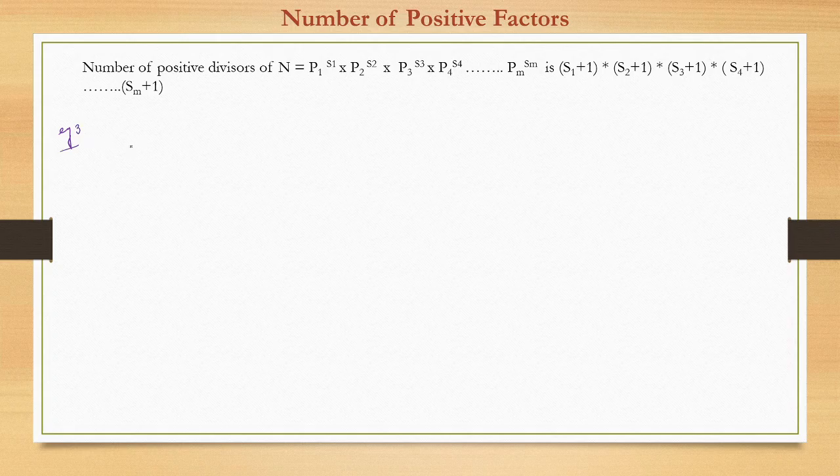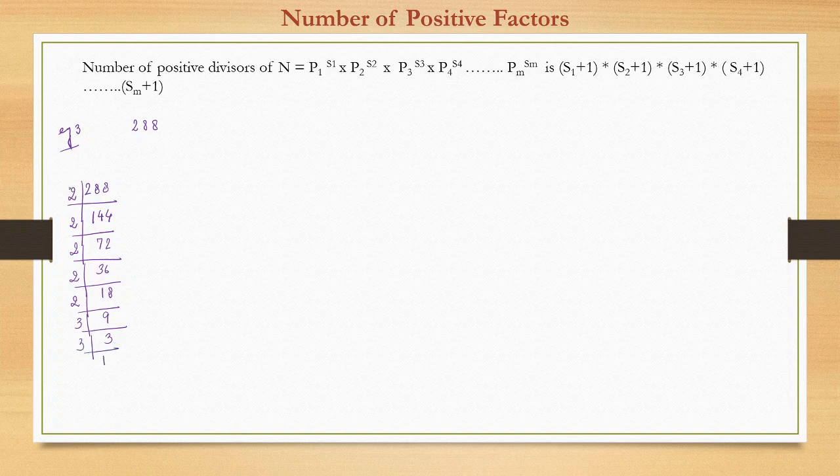So now another example, let's take 288. We'll first prime factorize 288, 144. Further we can divide 144 by 2 to get 72. Again we can divide to get 36. Again we can divide 36 to get 18. Again we can divide 18 by 2, we'll get 9. Now 9 will be divisible by 3.